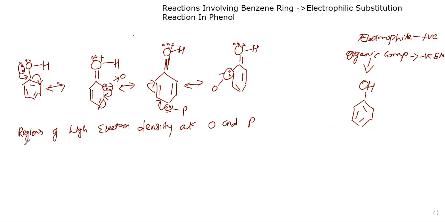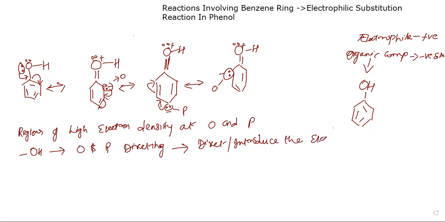So we will say that your OH group is ortho and para directing. When we say ortho and para directing, this means that it will direct or introduce the incoming electrophile at ortho and para positions.